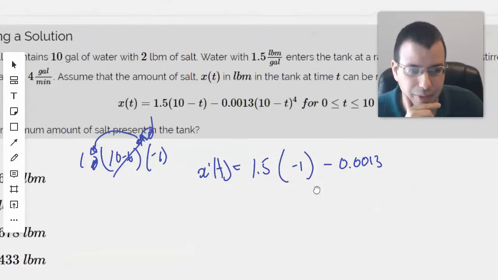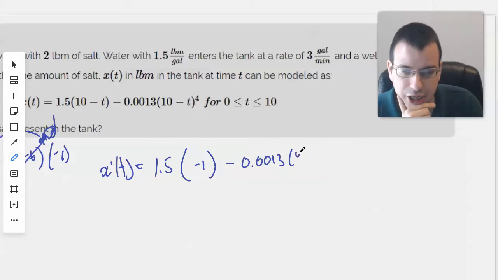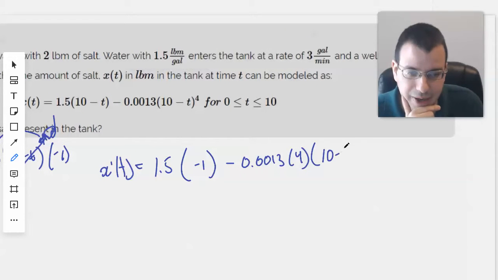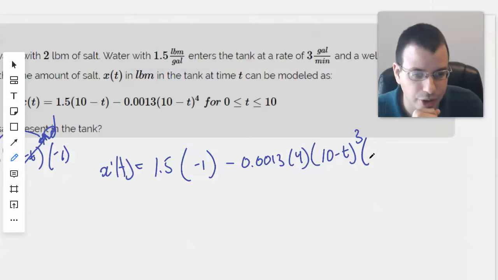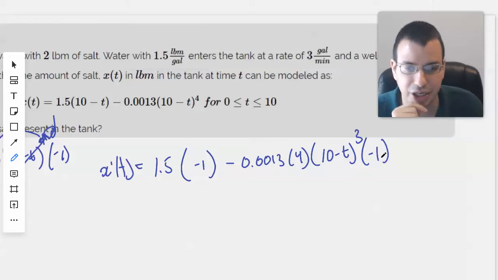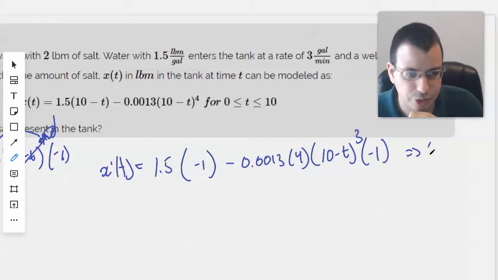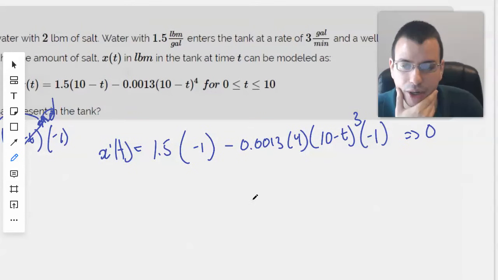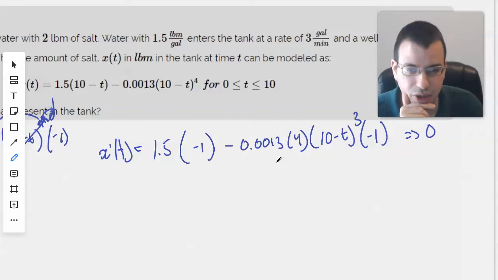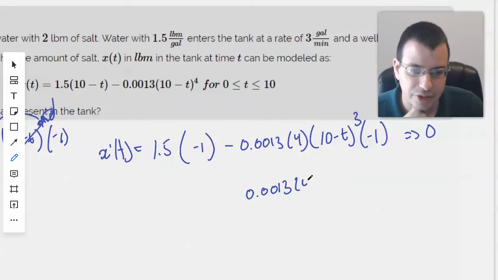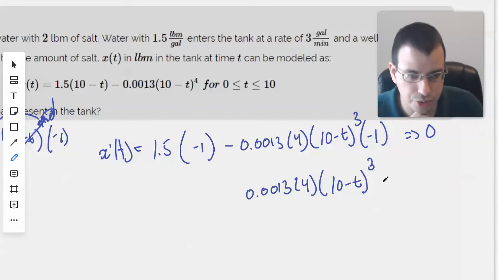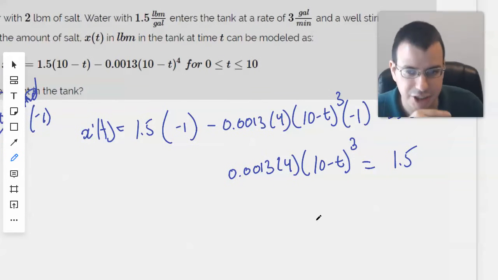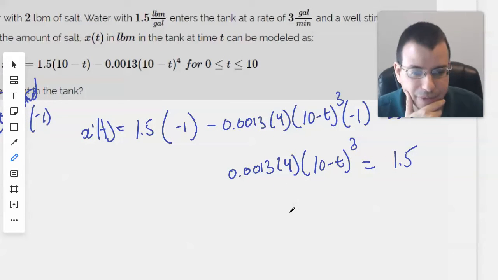0.0013. Probably going to be a calculator problem at this point. Times 4 times 10 minus t to the third. That's a power rule, and we've taken into account the chain rule. Then we set this equal to 0. I'm going to rewrite this: 0.0013 times 4 times 10 minus t cubed equals 1.5, because I moved the 1.5 to the other side.